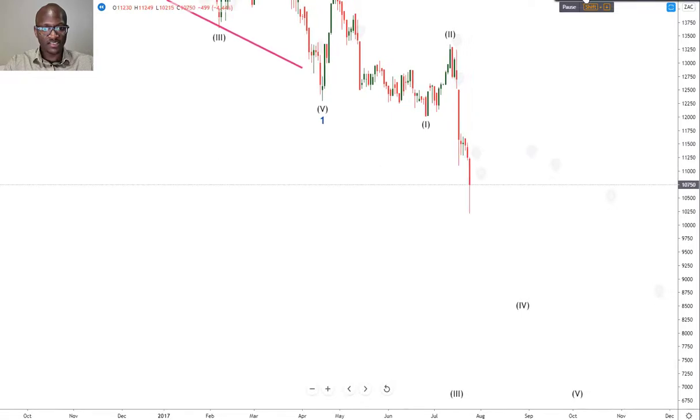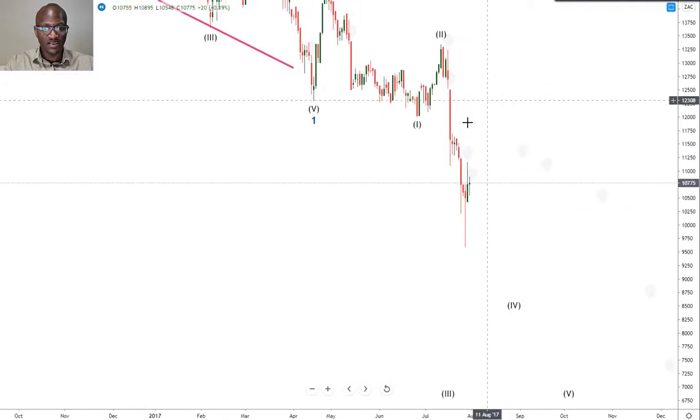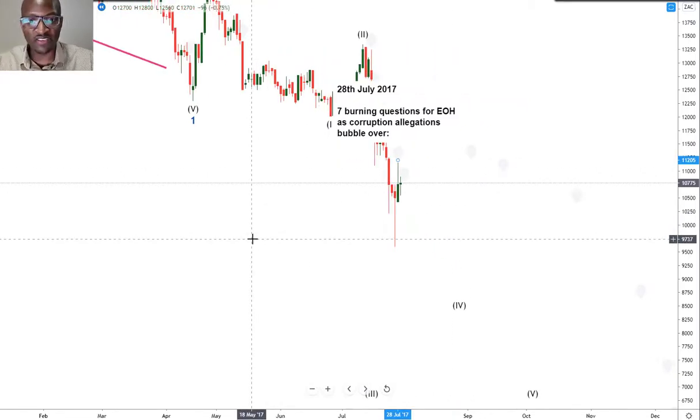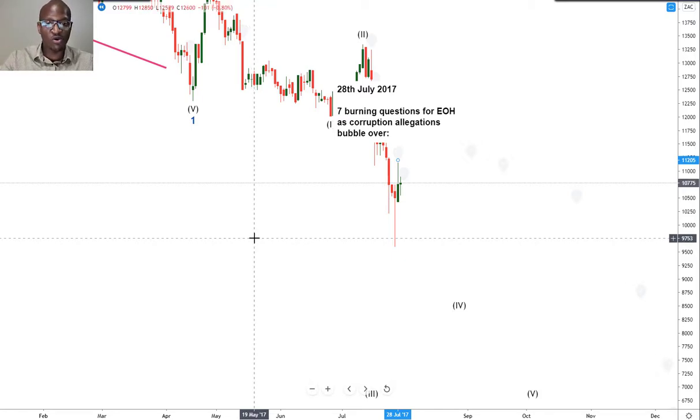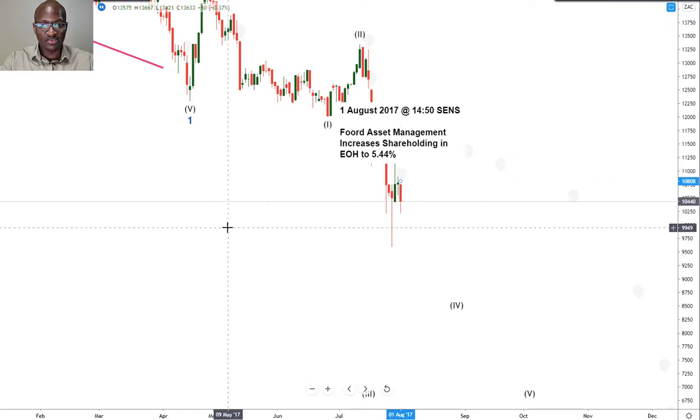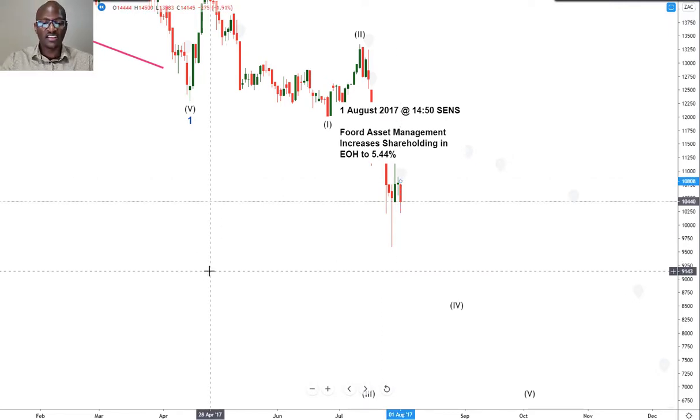And as the market progresses, there's another news article on the 28th of July 2017 with the headline "7 burning questions for EOH as corruption allegations bubble over." So again now, more and more negative news coming out against EOH. And on the 1st of August 2017, there was a SENS announcement that Foord Asset Management had increased its shareholding in EOH to 5.4%.